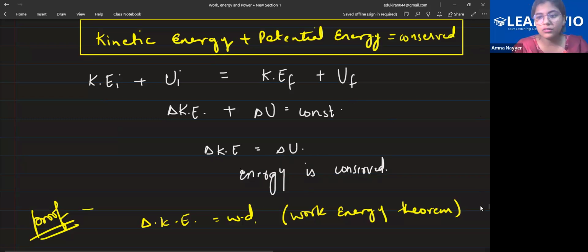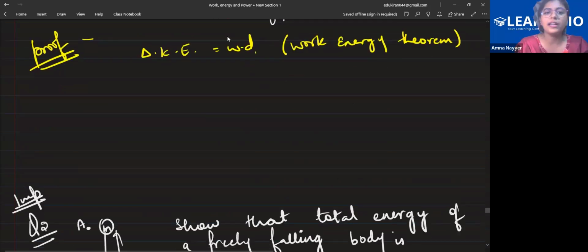So what is the proof regarding it? Delta KE is equal to the work done, right? What is our work done? This is a very small proof that we can talk about. Whenever you're talking about this, it is not a derivation. This is just a method to understand that yes, our energy is going to be conserved.